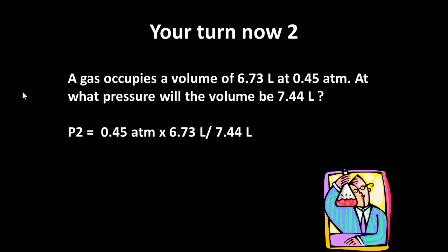So P2 is 0.45 atmospheres times 6.73 litres divided by 7.44 litres. The litres will cancel each other out, leaving an answer in the units of atmospheres. So we do our maths, and P2 is 0.41 atmospheres.